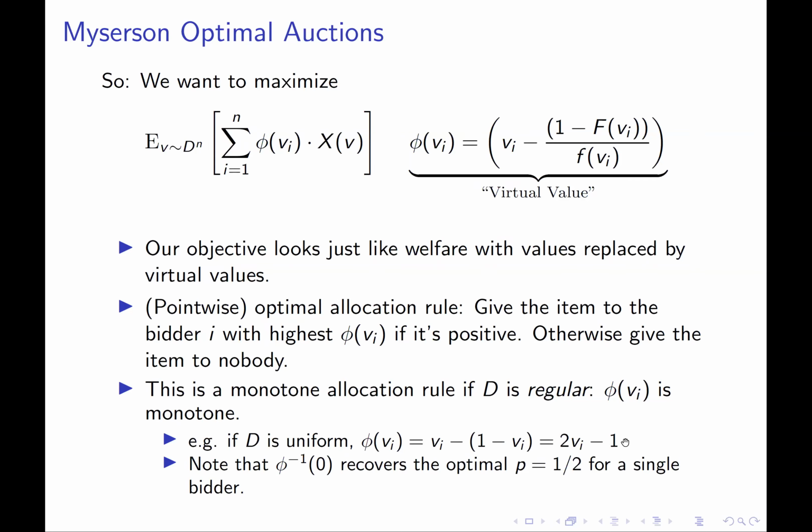And just as another sanity check, let's think about what this revenue optimal auction would do in the single bidder case, the simple example we used to start off the class.